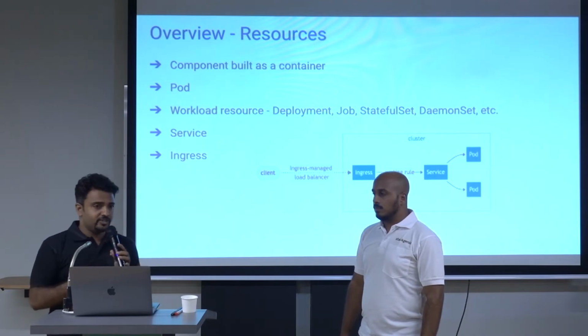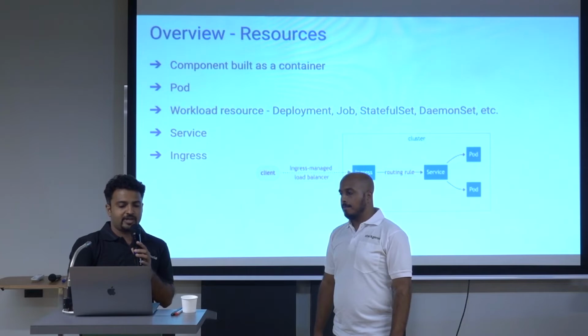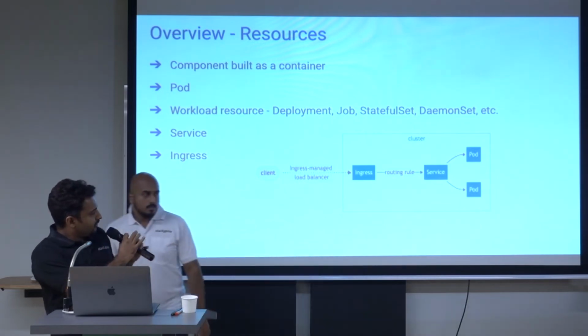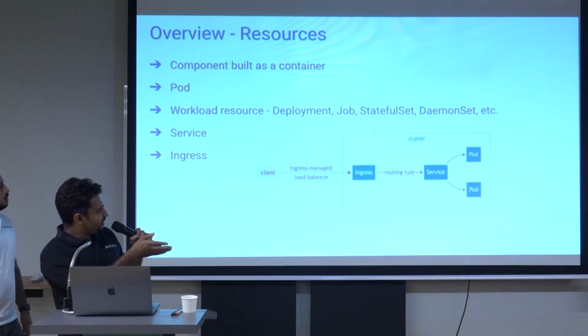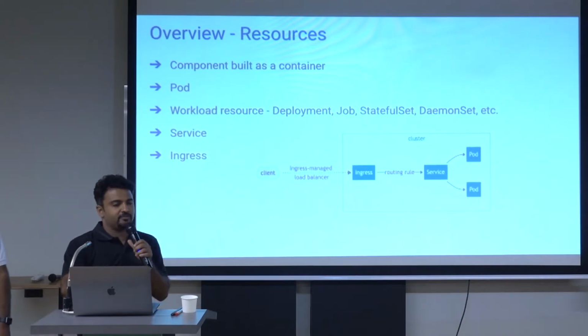And again, in order to expose the service to the outside world, outside the cluster, there is something called an ingress. So if you look at a diagram, somebody reaches through the ingress to the service to the pod. That's how the routing would happen.